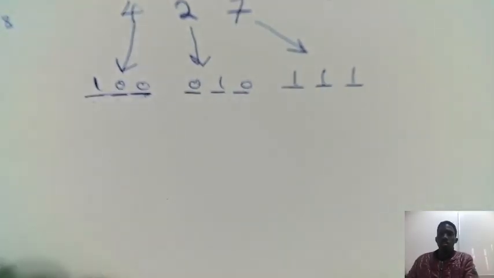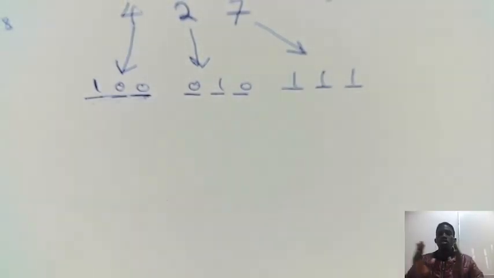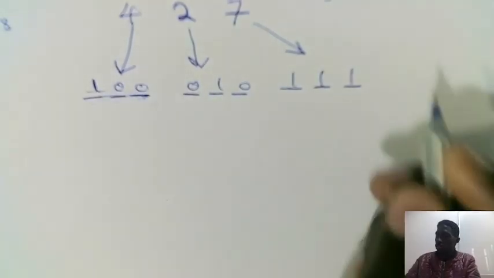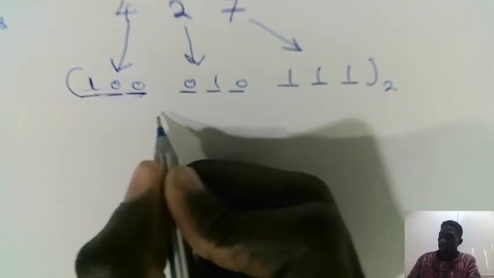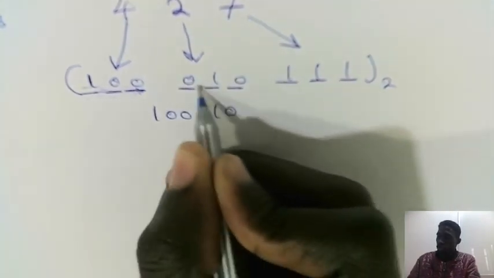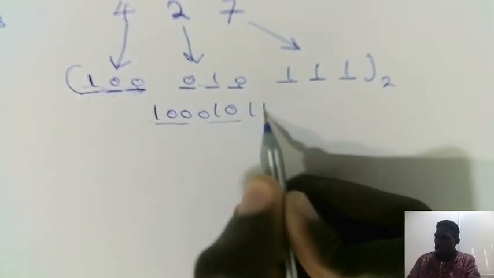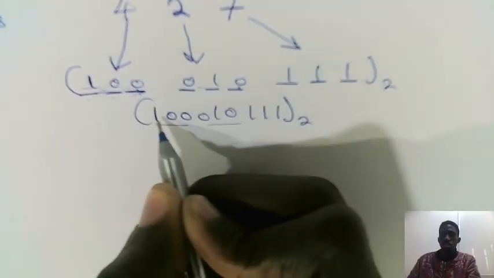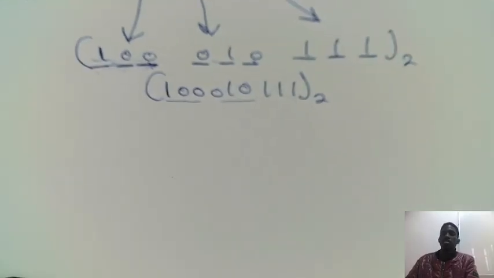Now that I've gotten the corresponding digits, all I need to do is join these together. So I take it as a single number in base 2. This single number is 100 010 111 in base 2, and I've done the conversion successfully. It's that easy to convert.